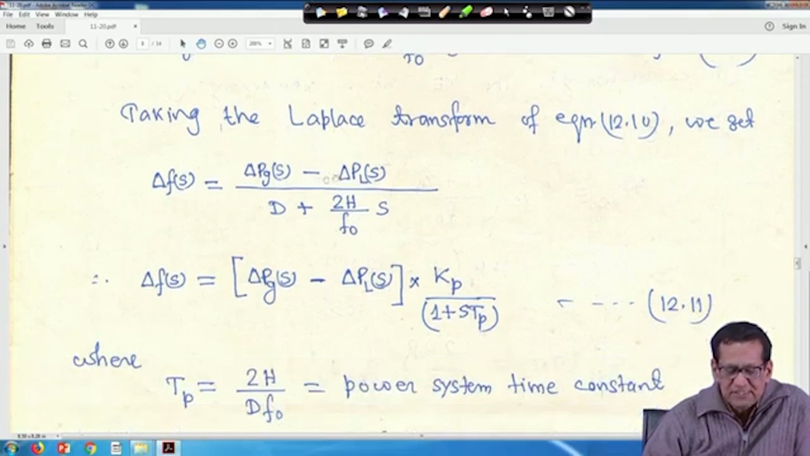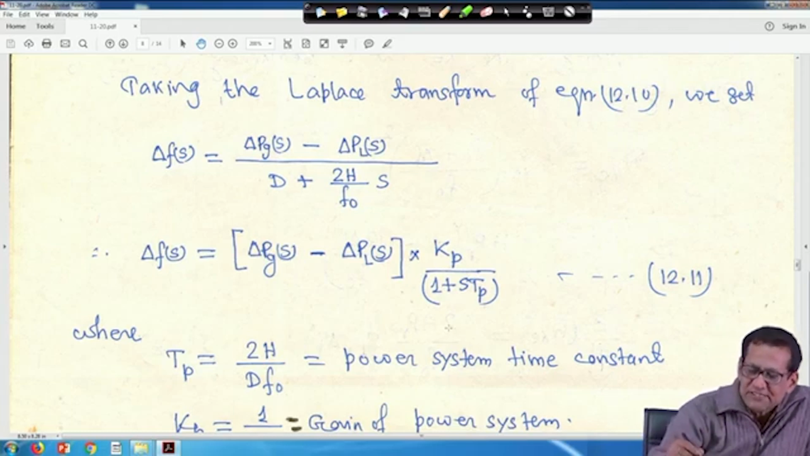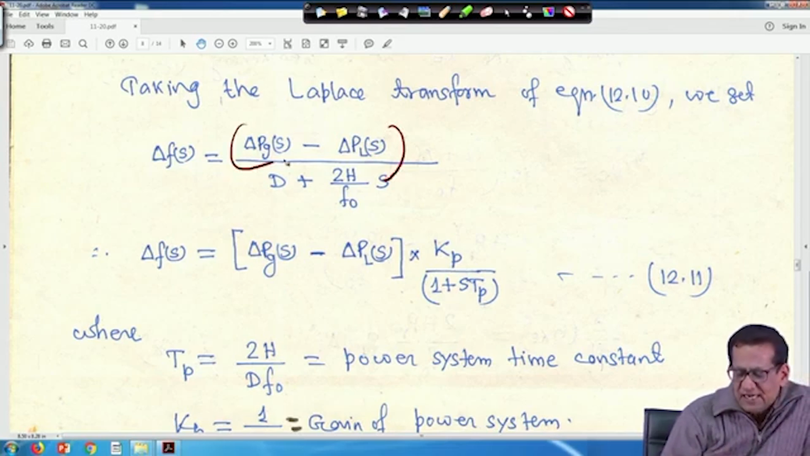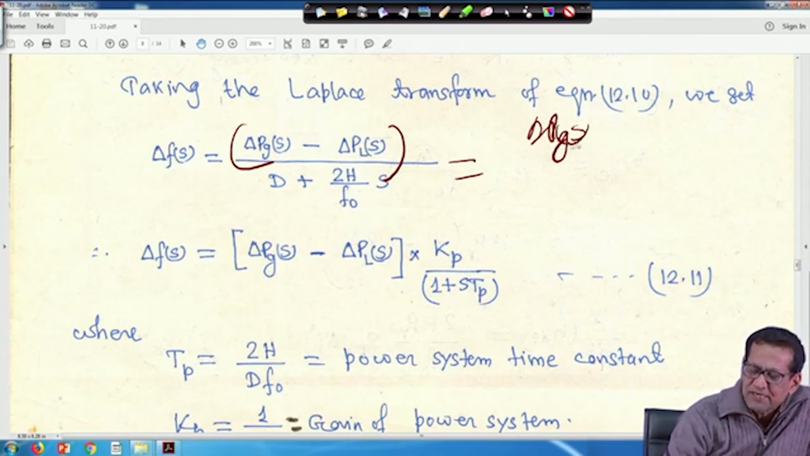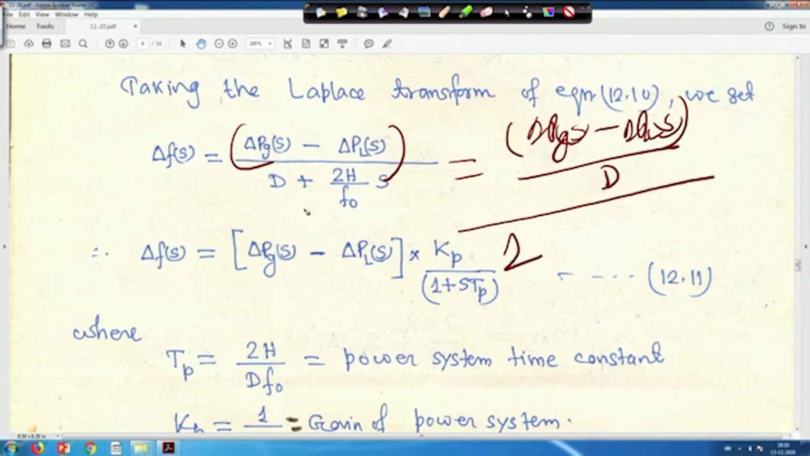Now this one, if you simplify, basically delta F(s) will be delta Pg(s) minus delta PL(s) into Kp upon 1 plus sTp. That means, in this equation, you divide the numerator and denominator by D. So this can be written as delta Pg(s) minus delta PL(s), divided by D, and the denominator also divided by D, so it will be 1 plus 2H upon F0 D into s.